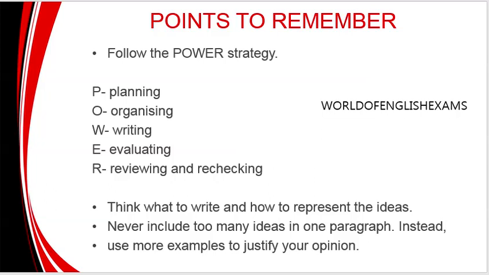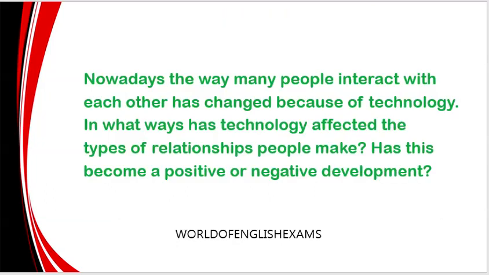Now, I am going to show you what the question is and how the two-way question looks like. So this is the question that we were talking about in the previous video as well. Nowadays, the way many people interact with each other has changed because of technology. In what ways has technology affected the types of relationships we make? This is question number 1. And has this become a positive or negative development? Now this is the second question. That's why it is called a double question or two-way question.